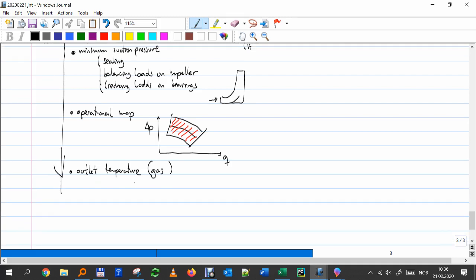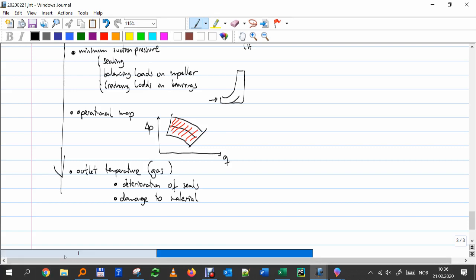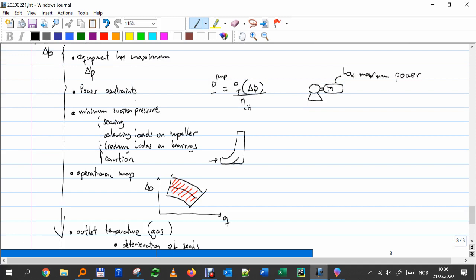Because if T outlet is too high, then I can have damage of the sealings, okay, so deterioration of the seals, okay. I can have damage to the material, okay. Here also minimum suction pressure, we have a problem called cavitation. We're going to talk a bit later, okay. But these are essentially all the constraints we're going to be looking at in this course, okay?